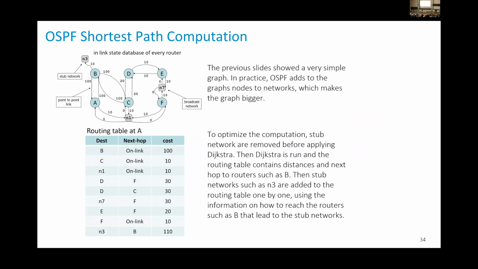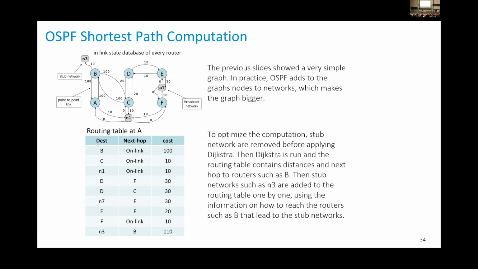So if we take the network we had here, and we are at node A, the network is a bit more complicated, but at node A, this is what Dijkstra will give. It will give the cost and the next hop for all the destinations that are not on link here.